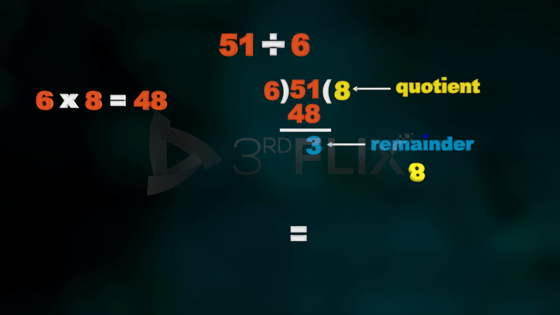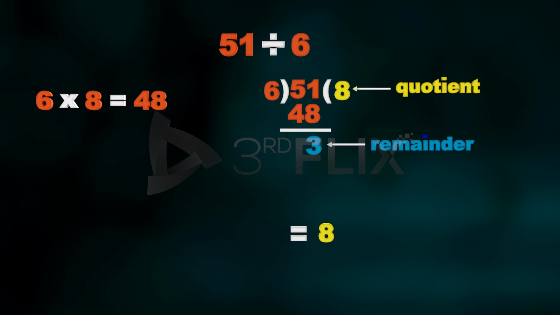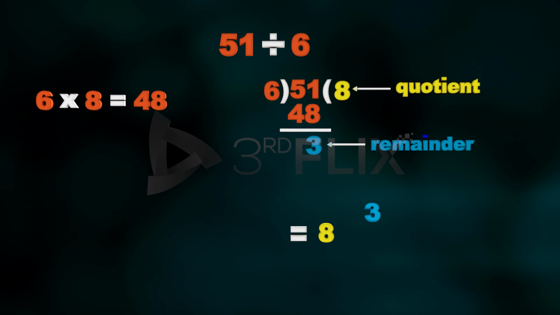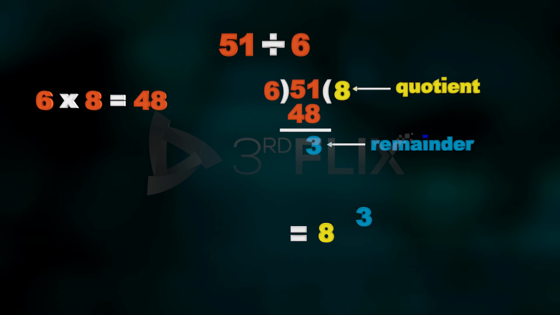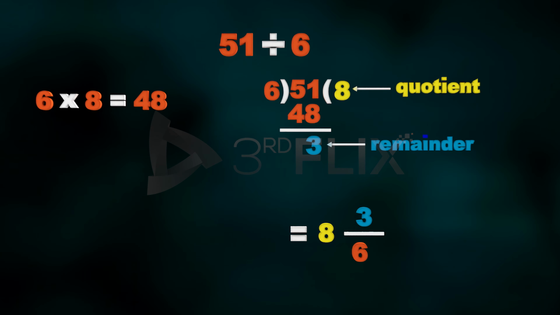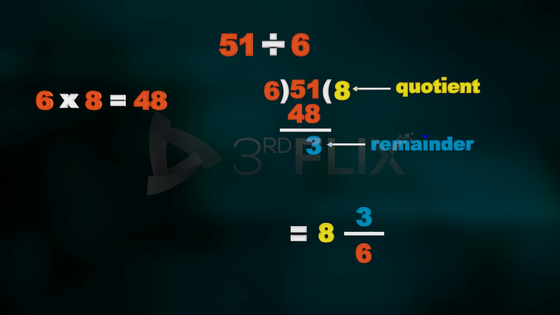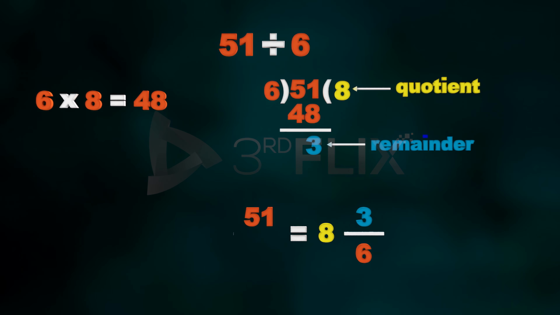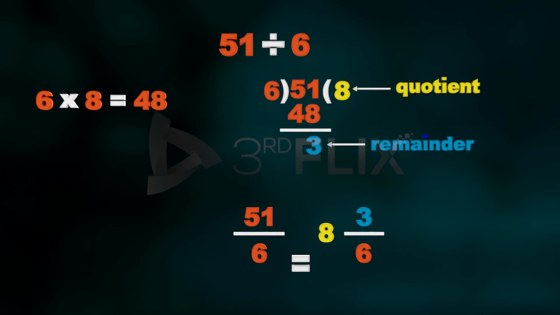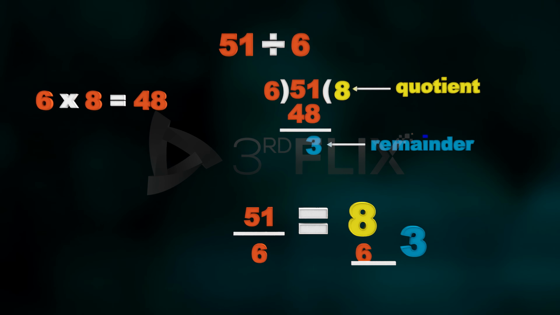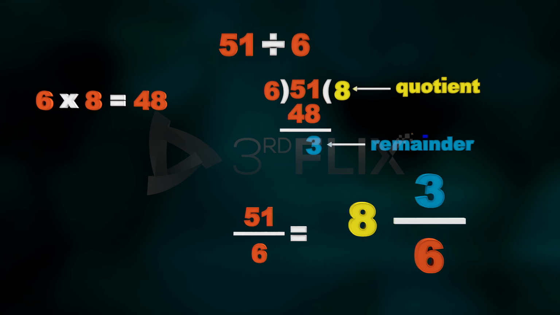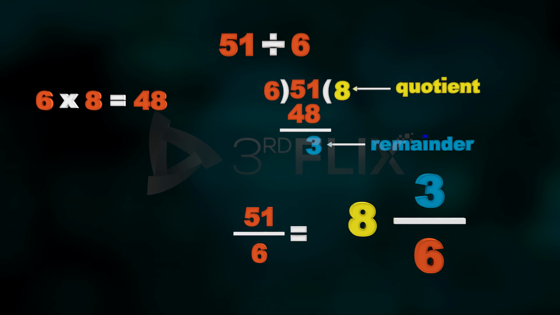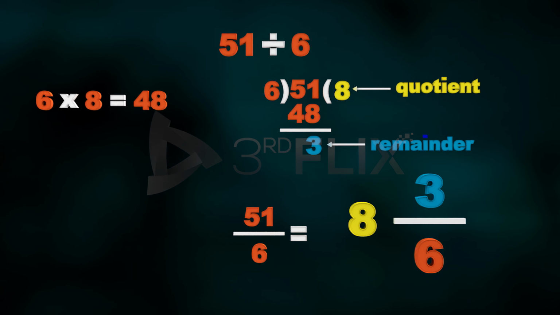Place the quotient as the whole number. Place the remainder as the numerator. Denominator remains the same as in the improper fraction. So, 51 divided by 6 is equal to 8 3 by 6. Hence, 8 3 by 6 is the final answer.